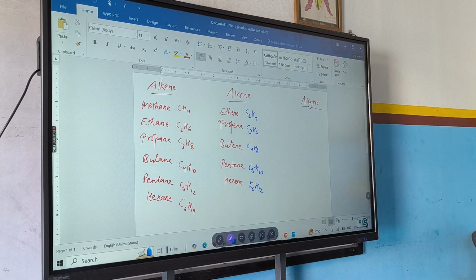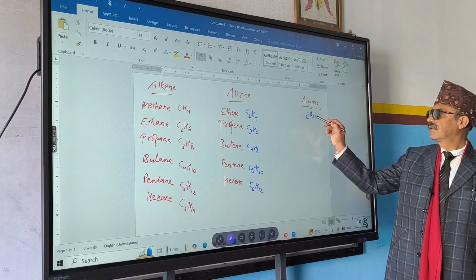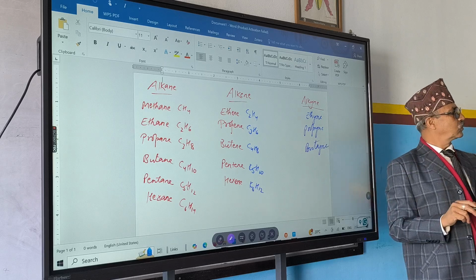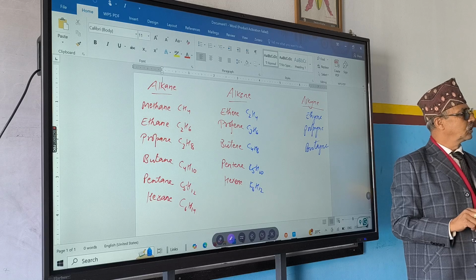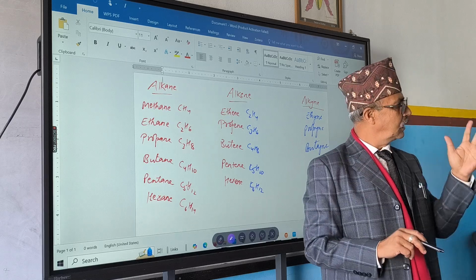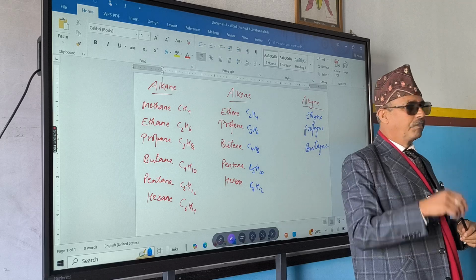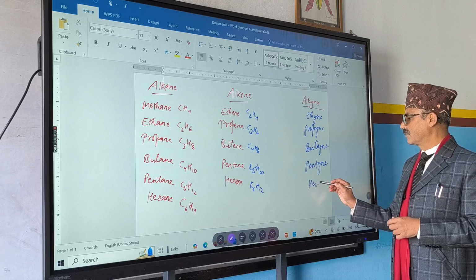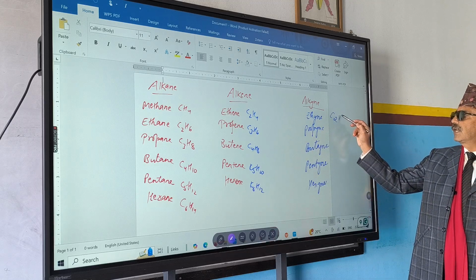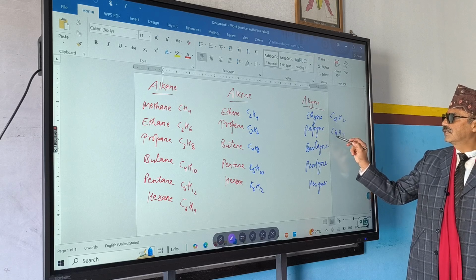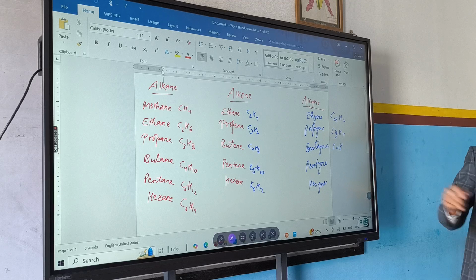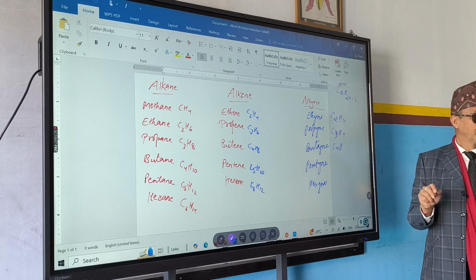So mainly you can make your concept clear that successive members differ by the CH2 group, right? In alkyne, what is there? Ethyne, then propyne, butyne. Sir, how did it come? Suffix and prefix, we have already discussed the root word and suffix: meth, eth, prop, but, pent, hex, hept, oct, non, dec. Remember this. Then pentyne, then hexyne. See? Then ethyne, what will be there? C2H2, C3H4, C4H6, C5H8. Remember the general formula. What is the general formula of this? CnH2n-2. We have to remember.